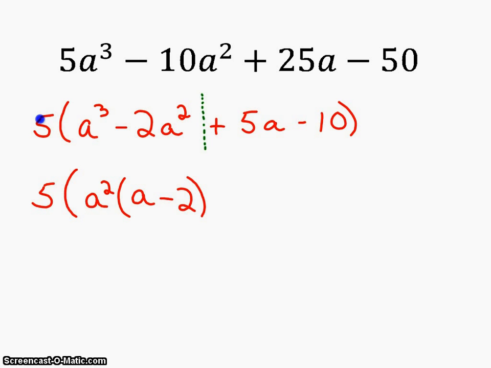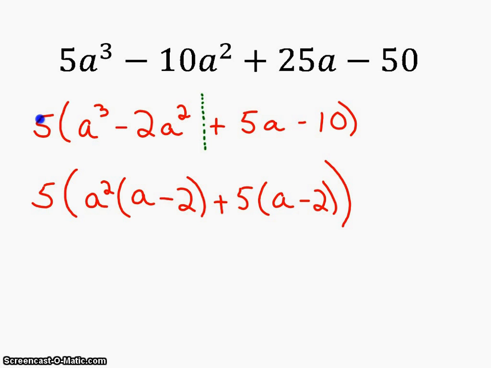Now we go to the other group, the 5a minus 10, and we factor out the greatest common factor of that group, which is a positive 5. So we write plus 5. We would be left with a minus 2. Thinking backwards, 5 times a is 5a, 5 times negative 2 is negative 10.